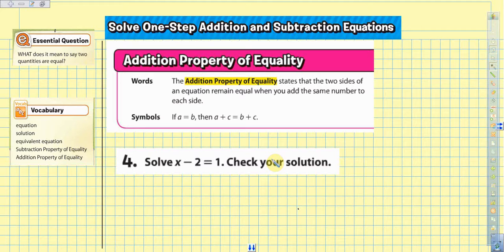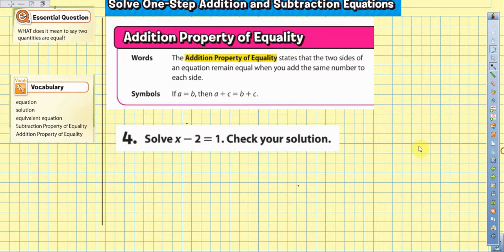Now we're going to use the addition property of equality, and basically what that property is stating is that if you add a number or a variable to both sides, it's the same thing to both sides of an equation, it's going to stay equal. And that's important in an equation because that's what an equation is, two quantities that are equal. So in example number 4, we have x minus 2 is equal to 1.